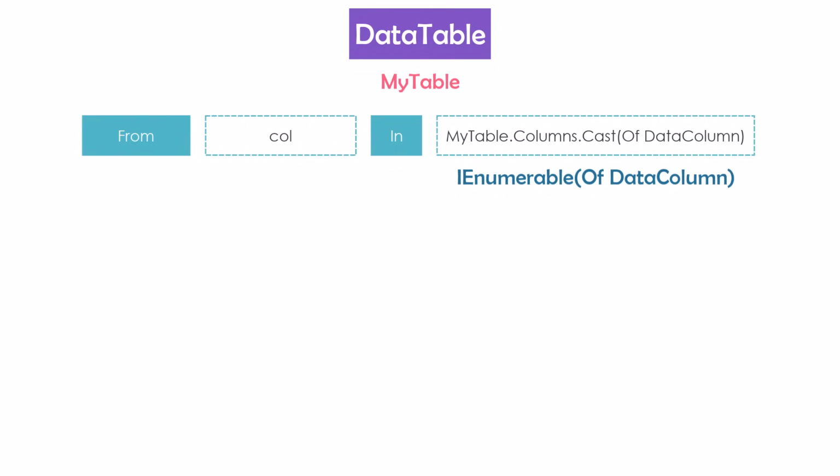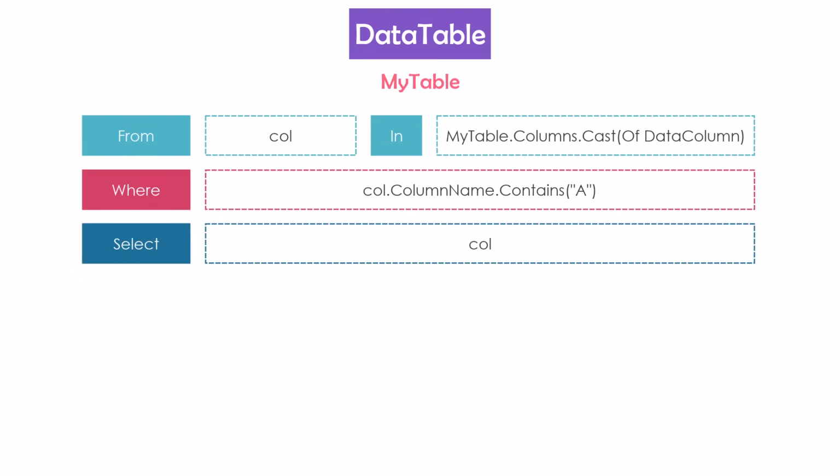The range variable is now of type data column. This means, we can use this variable with all properties and methods of a data column type. For example, the following query to get only the columns, that have the letter A in their name. The output of this query will be of type IEnumerable of data column. This is how to query columns of a data table.